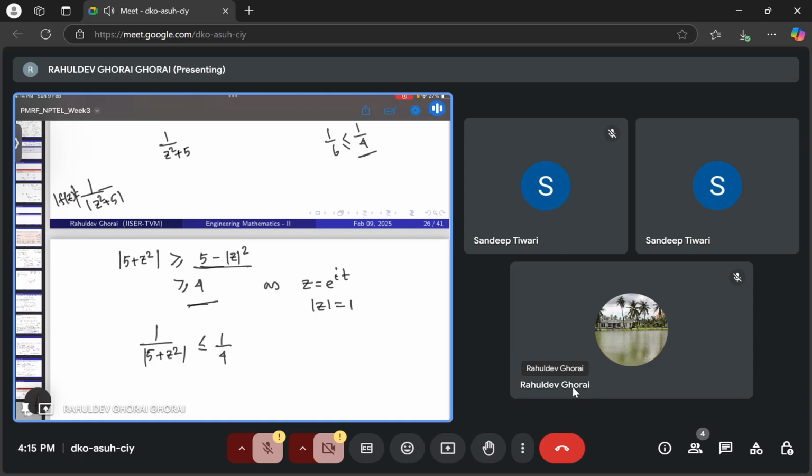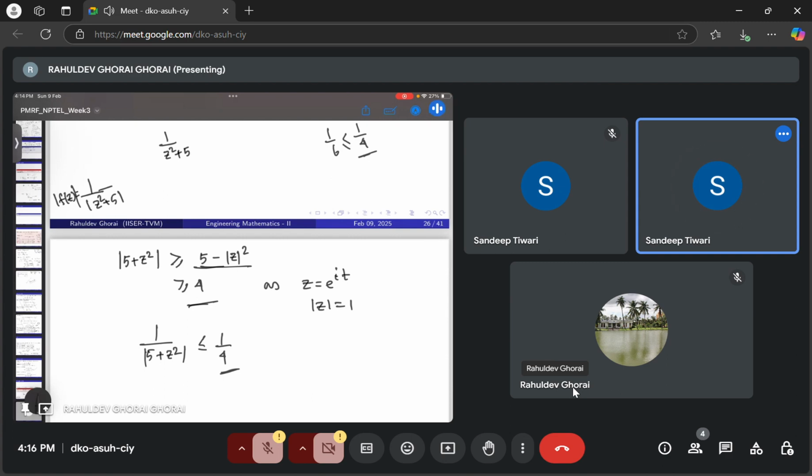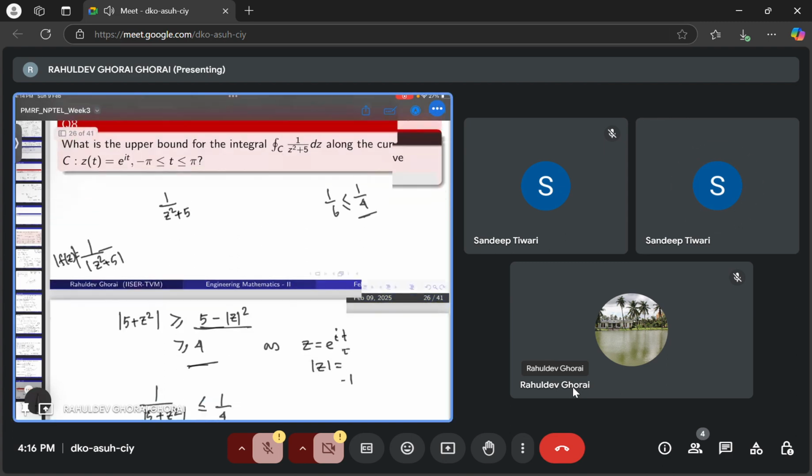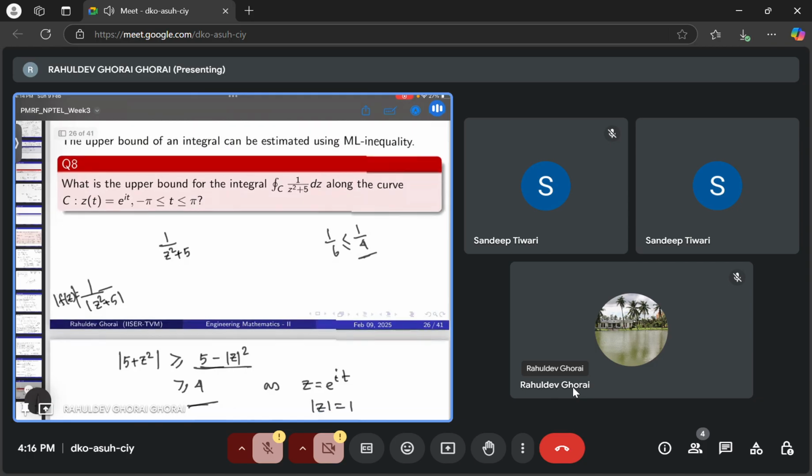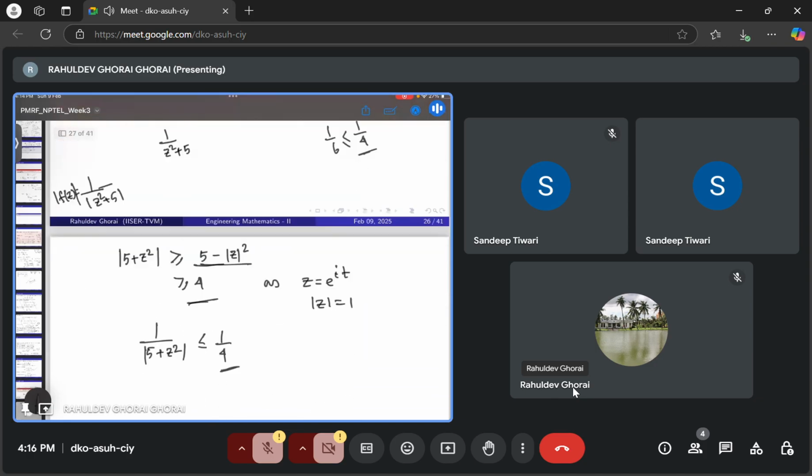Your answer was matching with this one. It was kind of the same, but it's not the correct way to do it, right? Because you do not know whether 1 by 4 is the maximum, but in this way you can say that at least 1 by 4 should be there.